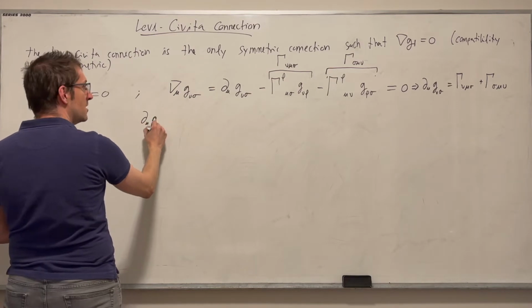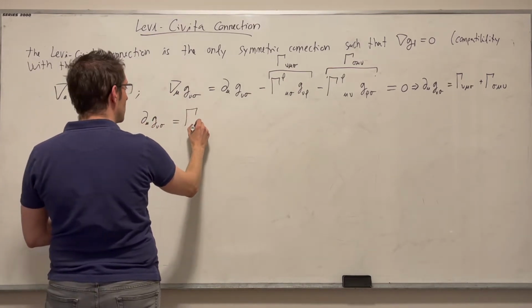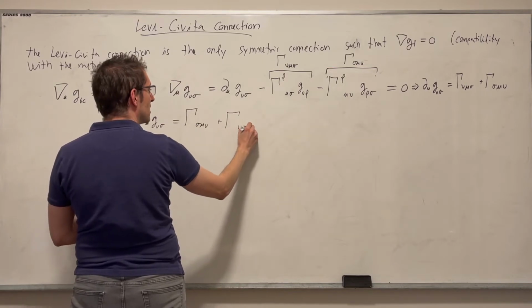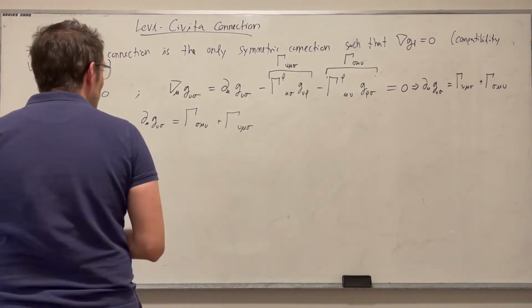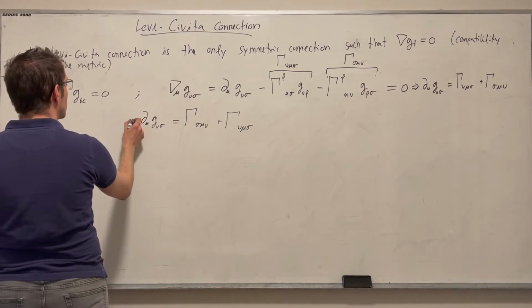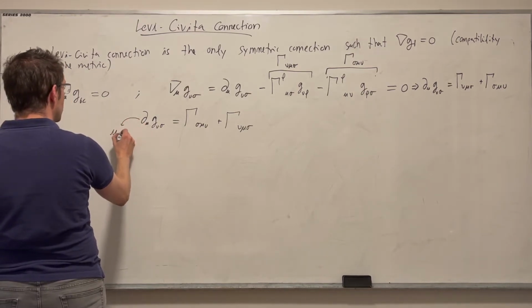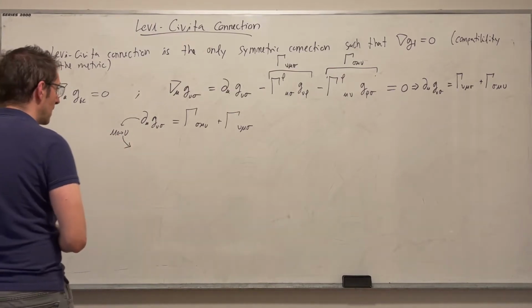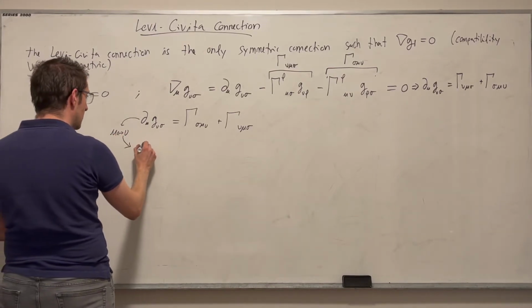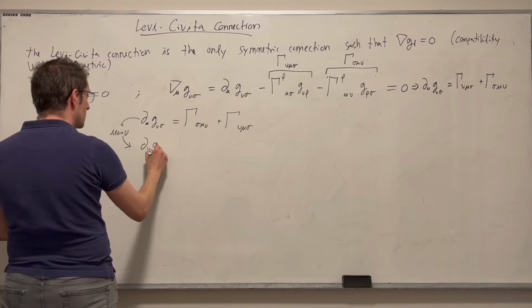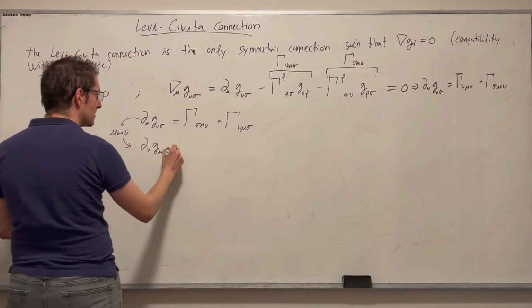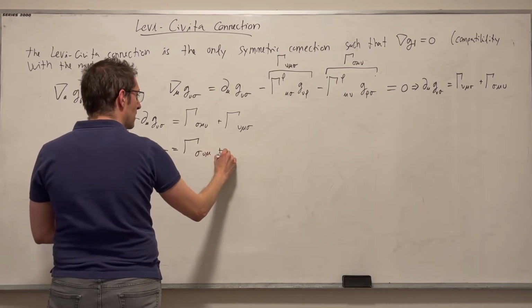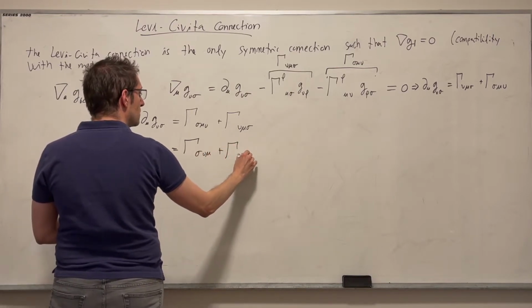∂_μ g_νσ is equal to Γ. Let me write the sigma one first: Γ_σμν plus Γ_νμσ. It's the 2 terms, I just wrote them the other way around, just to align them. Now I'm going to do a swap here: μ is going to swap with ν, and then I'm going to write the result here. So if I swap μ and ν, I get ∂_ν g_μσ, equals Γ_σνμ, plus Γ_μνσ.